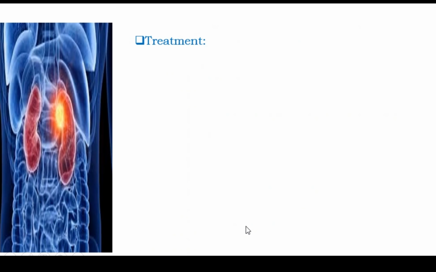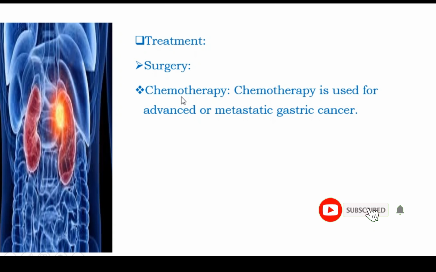Now it is time to see the treatment of gastric CA. Treatment depends on the stage and type of cancer, and can include 1. Surgery. Surgery is the primary treatment for early and localized gastric cancer. 2. Chemotherapy. Chemotherapy is used for advanced or metastatic gastric cancer.